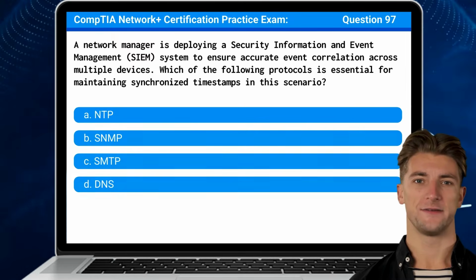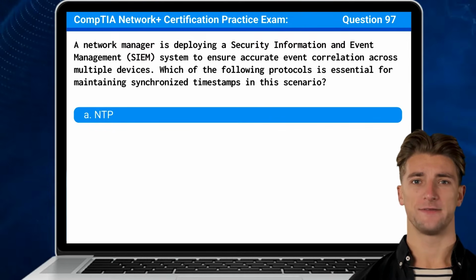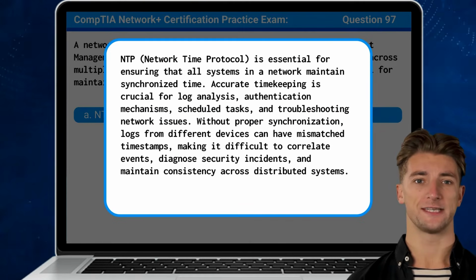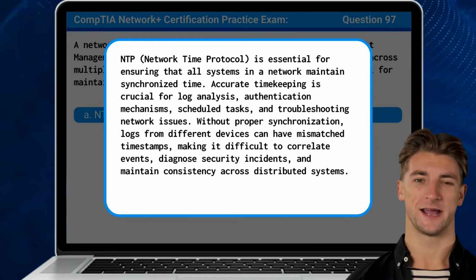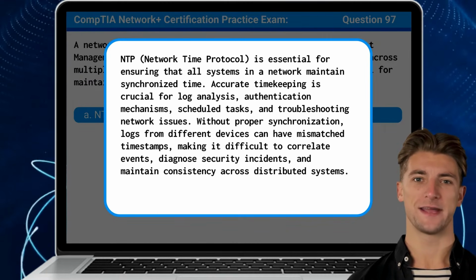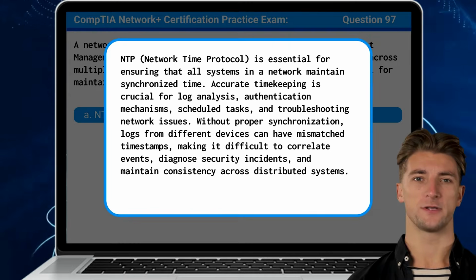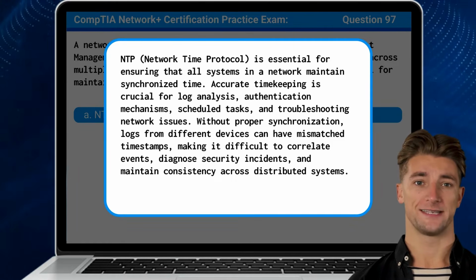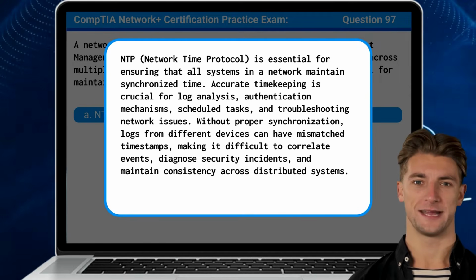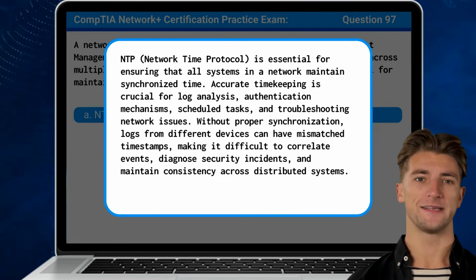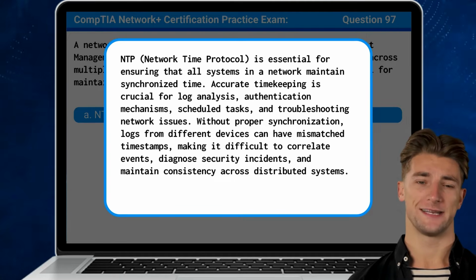The answer is A. NTP. NTP, or Network Time Protocol, is essential for ensuring that all systems in a network maintain synchronized time. Accurate timekeeping is crucial for log analysis, authentication mechanisms, scheduled tasks, and troubleshooting network issues. Without proper synchronization, logs from different devices can have mismatched timestamps, making it difficult to correlate events, diagnose security incidents, and maintain consistency across distributed systems.